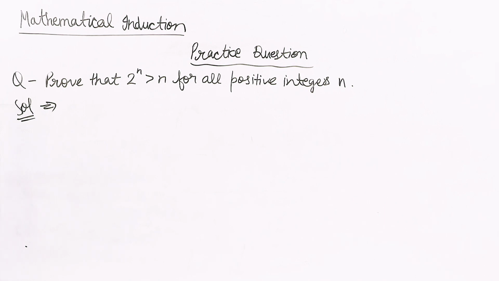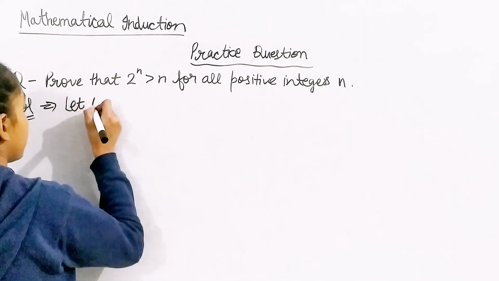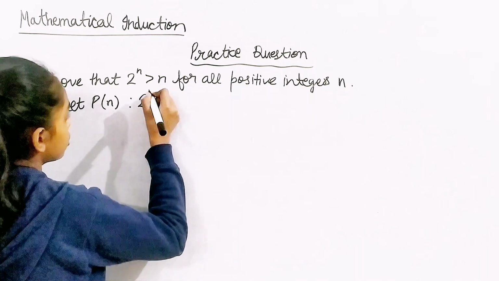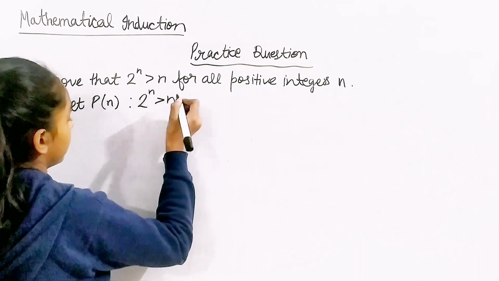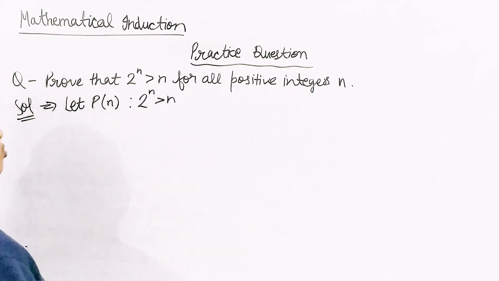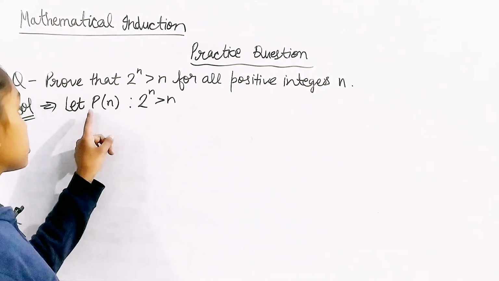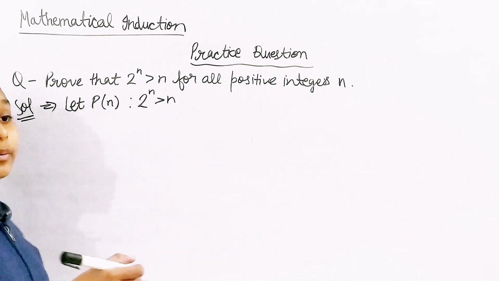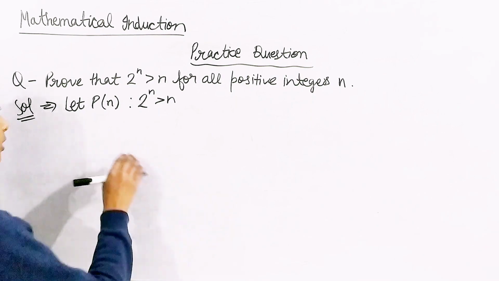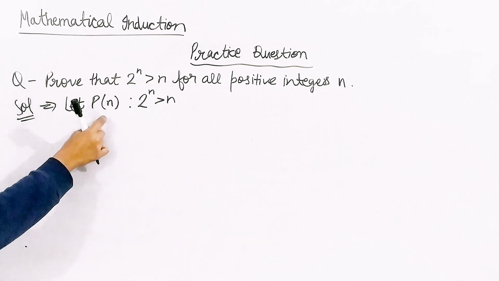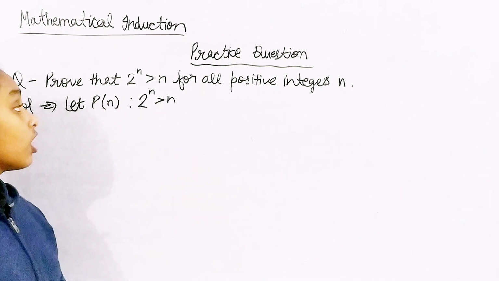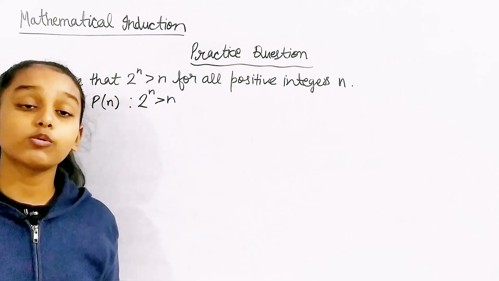Let P of n be 2 to the power n greater than n. So 2 to the power n is greater than n, that's what we're having. So it's P of n. Second thing is, which values are we getting? First of all, let me write P of n, as we're solving P of n. For the value of n, this n is the main thing that we have to work with. So what I did was the base step.